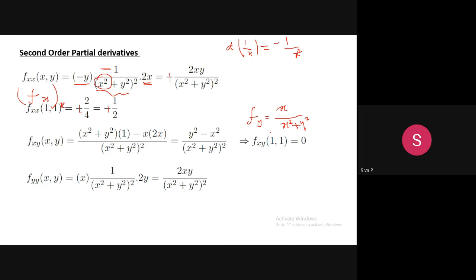Minus should come, na. Minus 1 by x square, na. Here minus should come. So Fy of 1 comma 1 is minus 1 by 2. Fy of 1 comma 1 is minus 1 by 2.